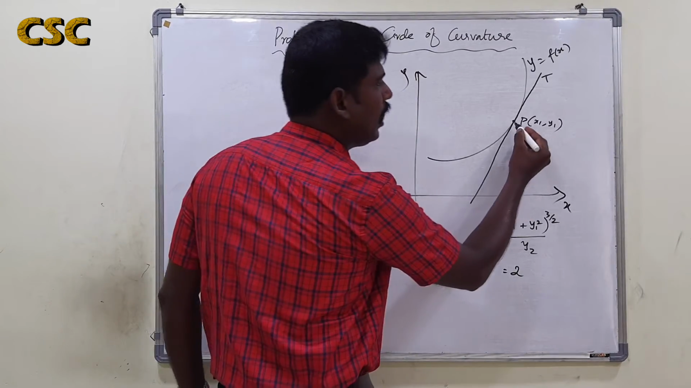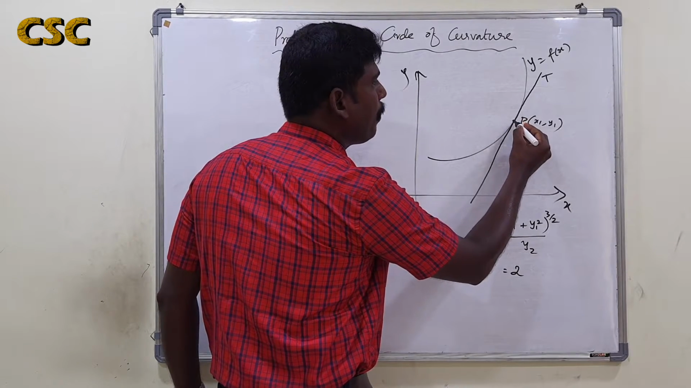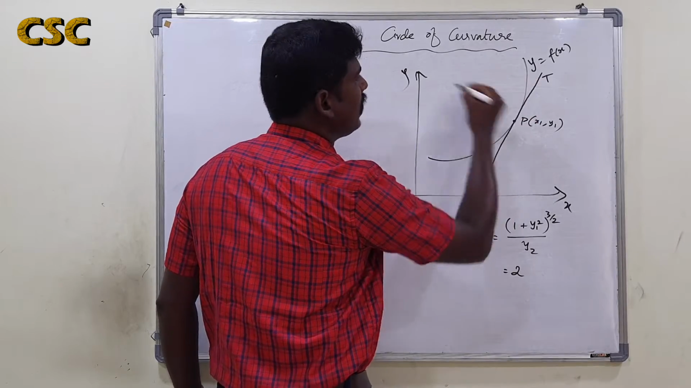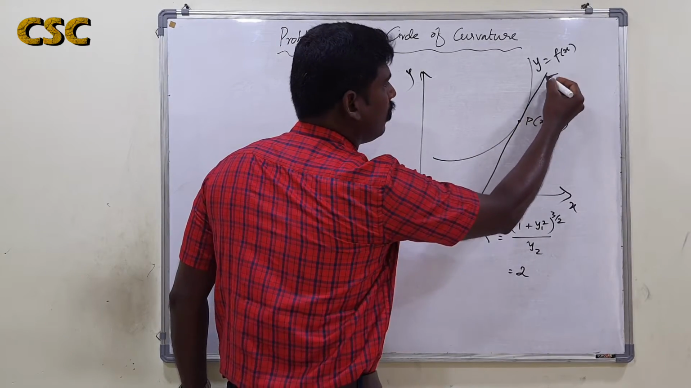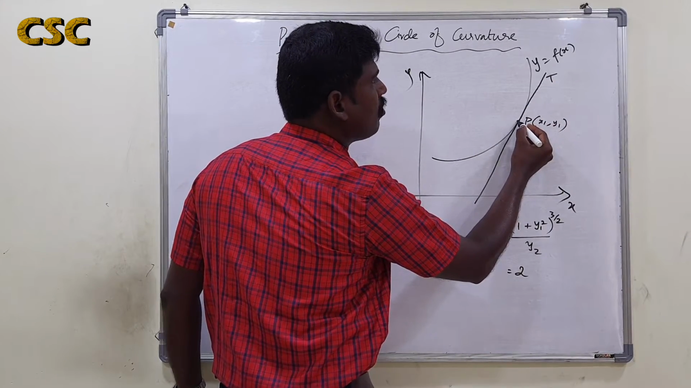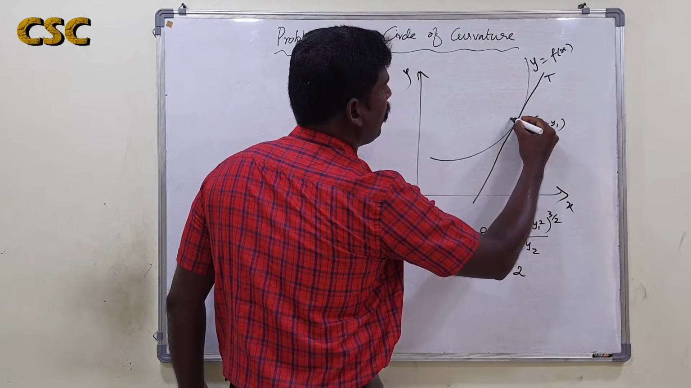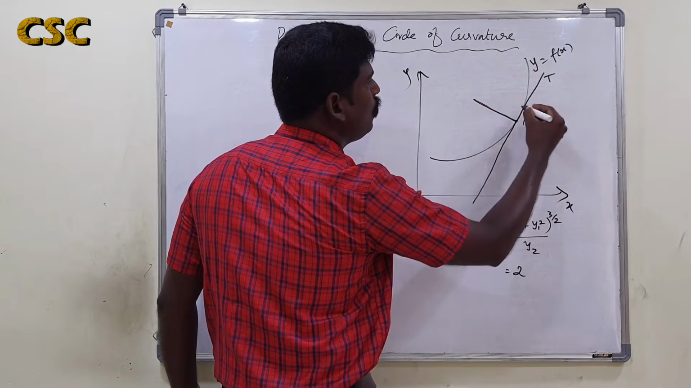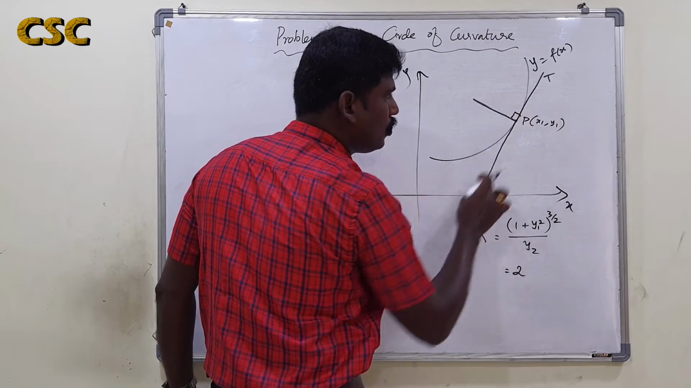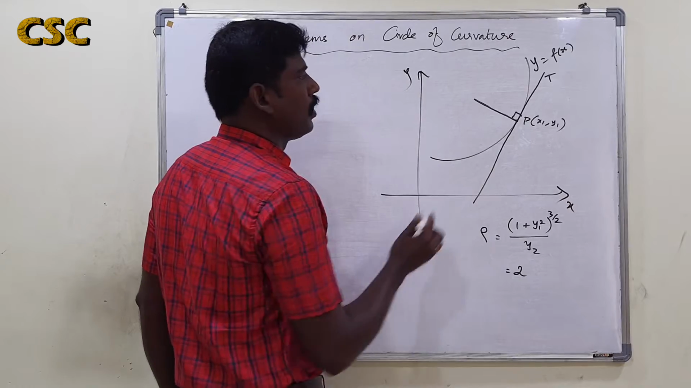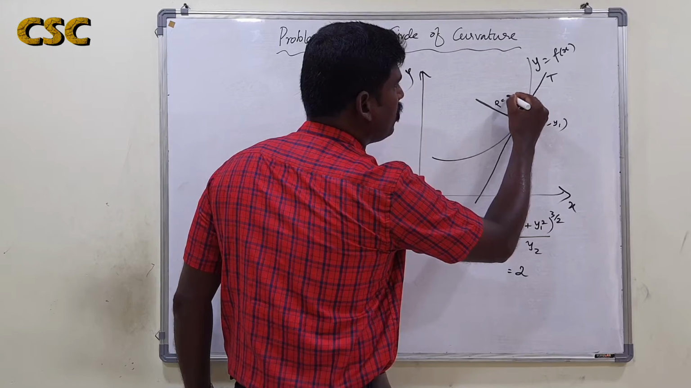Draw an inward normal. Inward normal is a normal perpendicular to the curve, going inside the curve. How to draw that inward normal? P is the point common to the curve and the tangent, isn't it? Draw a perpendicular to the tangent through the point P, at a distance of rho. Already we found out rho.